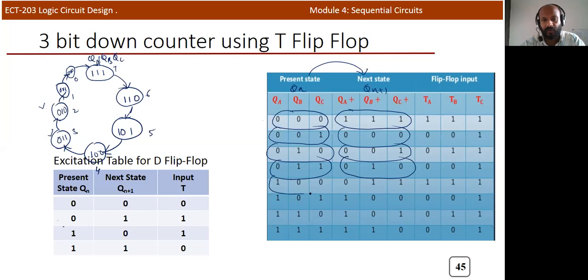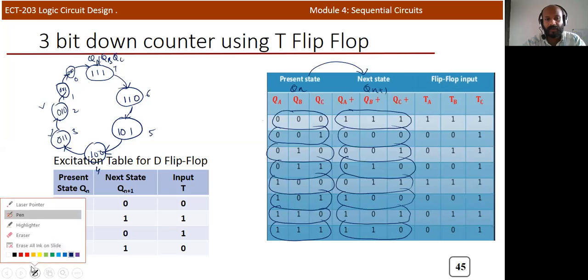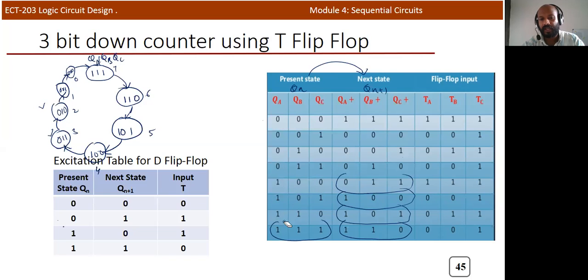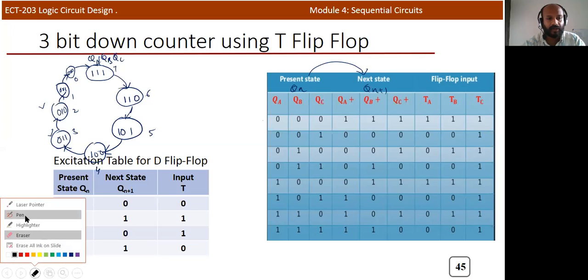If the state is 4, next state will be 3. If present state is 5, next state will be 4, okay, from the state diagram. If the present state is 6, next state will be 5. If the present state is 7, next state will be 6. So we got the present state and next state. Now we need to identify what should be the input of the T flip flop to obtain such kind of input.